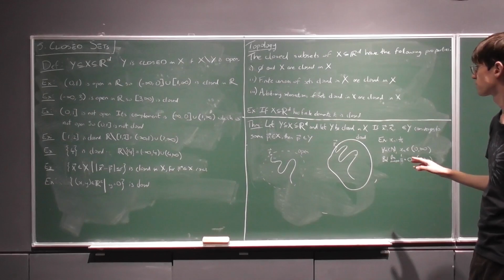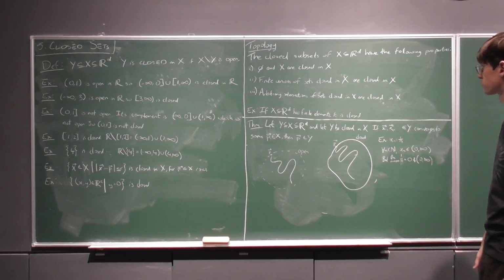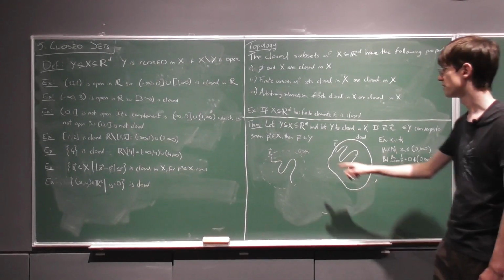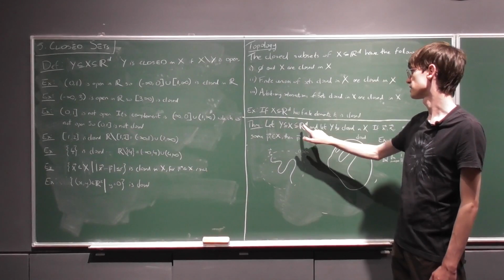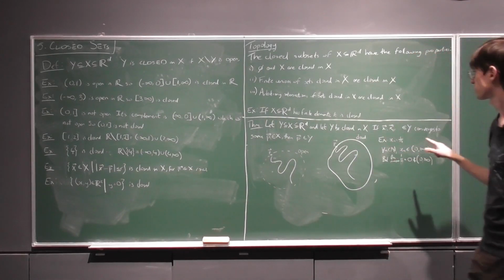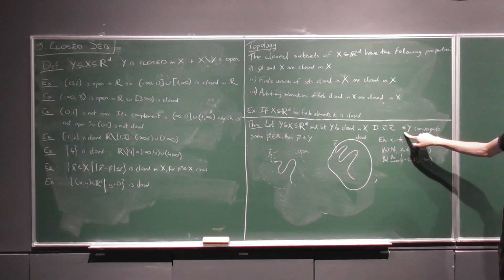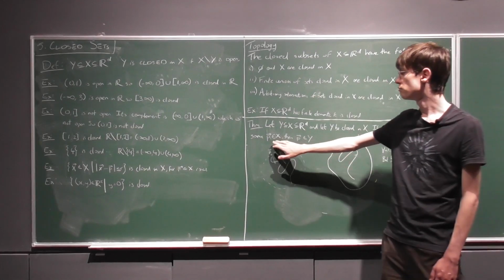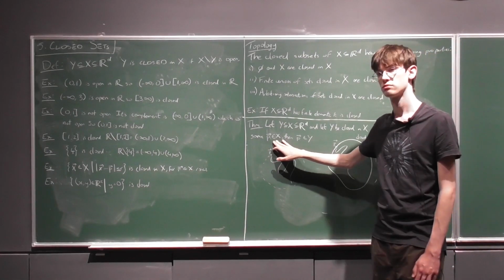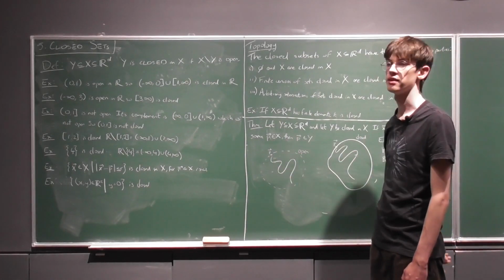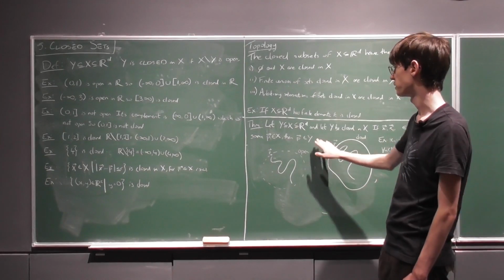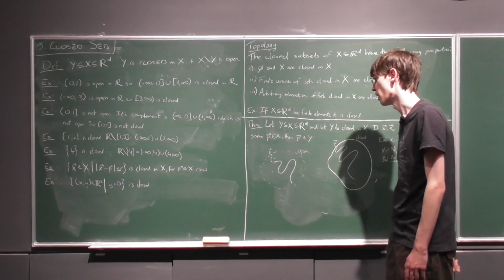Now we can look at convergence in terms of closed sets. So if we have Y in X in R^d and Y is closed in X, and we have some sequence of points in this closed set Y, and it converges to some p, not necessarily in Y, it can be in X, well then we're claiming that actually p does necessarily have to lie in Y.